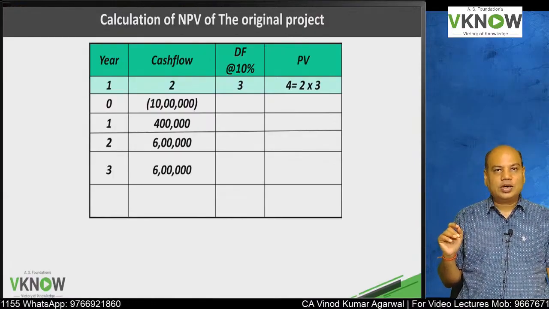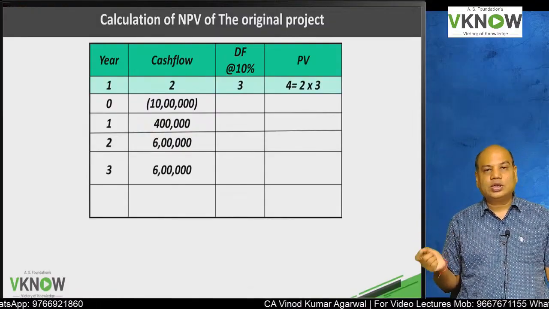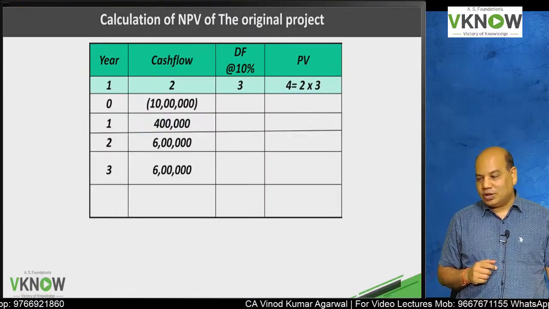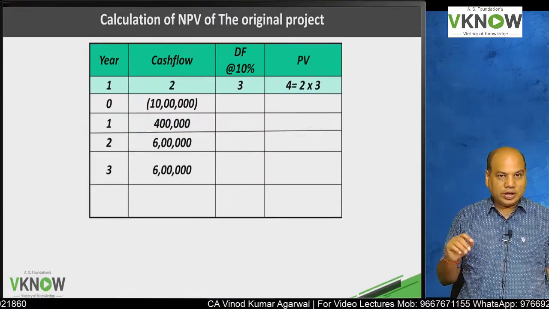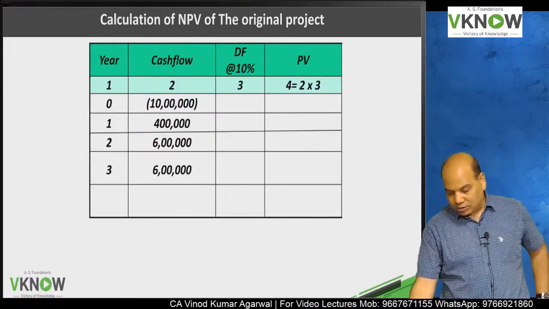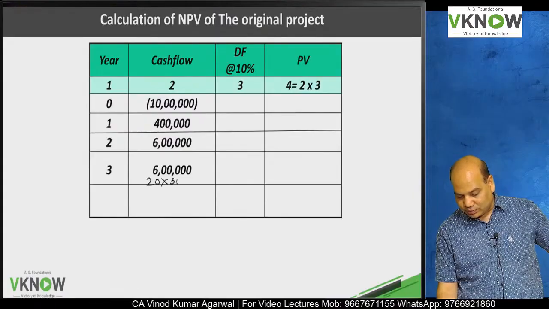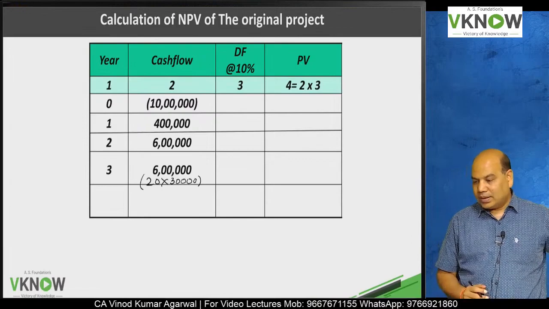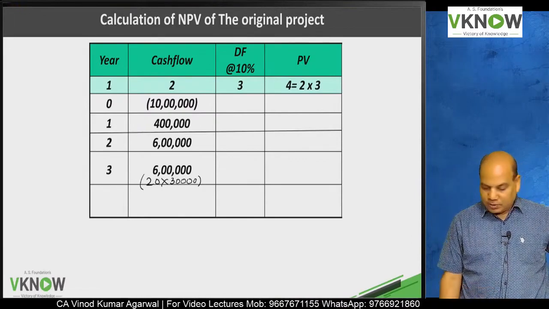Year 2, 6 lakh, right? 20 into 30,000. Below that, again 20 into 30,000, 6 lakh. Later on you will ask me this question, how 6 lakh has come. 20 rupees is the contribution and 30,000 is the quantity. Now apply the factor.